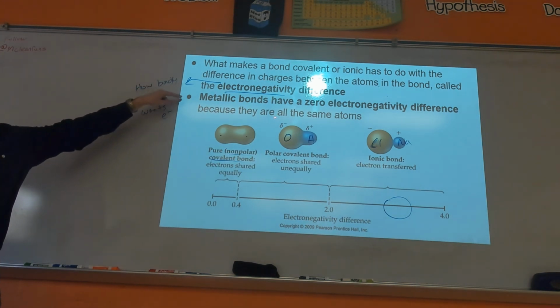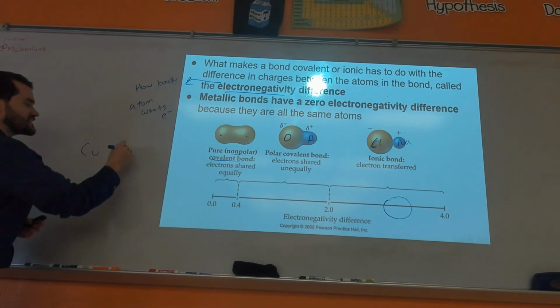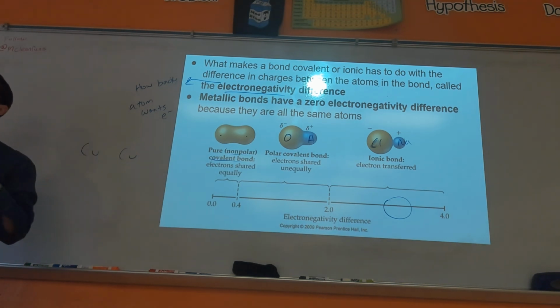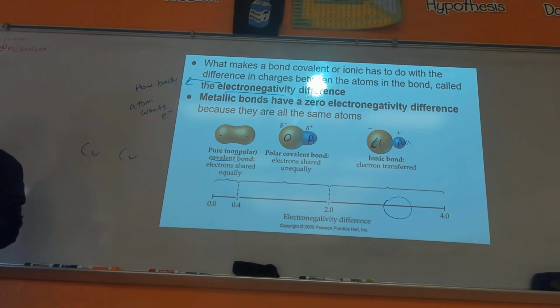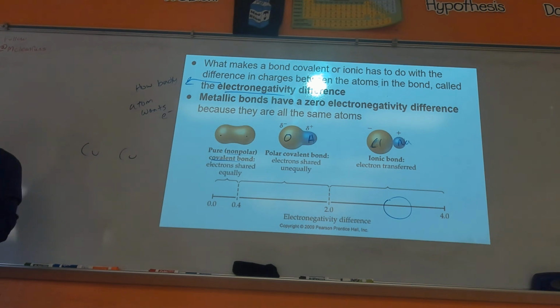Now metallic bonds, because it's a bond with the exact same atom, like a bunch of copper atoms together, these copper atoms would all have the exact same electronegativity. So the difference between the two of them would be 0 for electronegativity difference. We'll talk a lot more about polar and non-polar covalent bonds a little bit later on, but this is just introducing the idea of electronegativity difference.